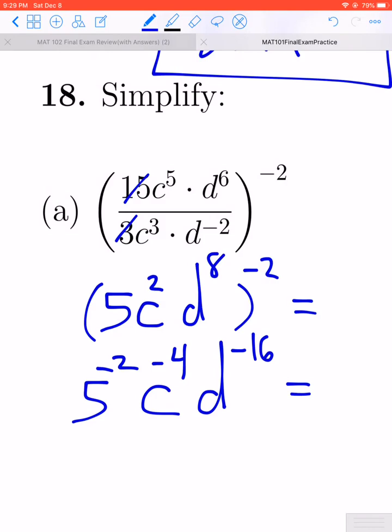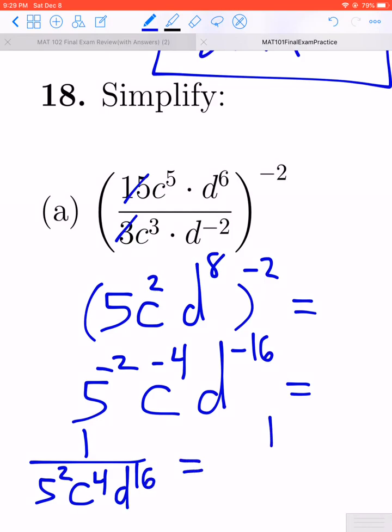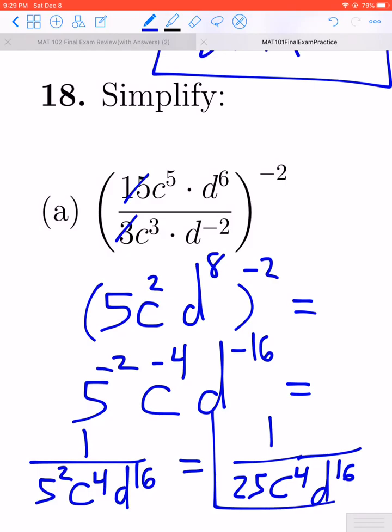I have a bunch of negative exponents, so let me take reciprocals to make those positive. This is going to become 1 over 5 now to the positive second, c to the 4th, d to the 16th, which is the same thing as 1 over 5 squared is 25, c to the 4th, d to the 16th power.